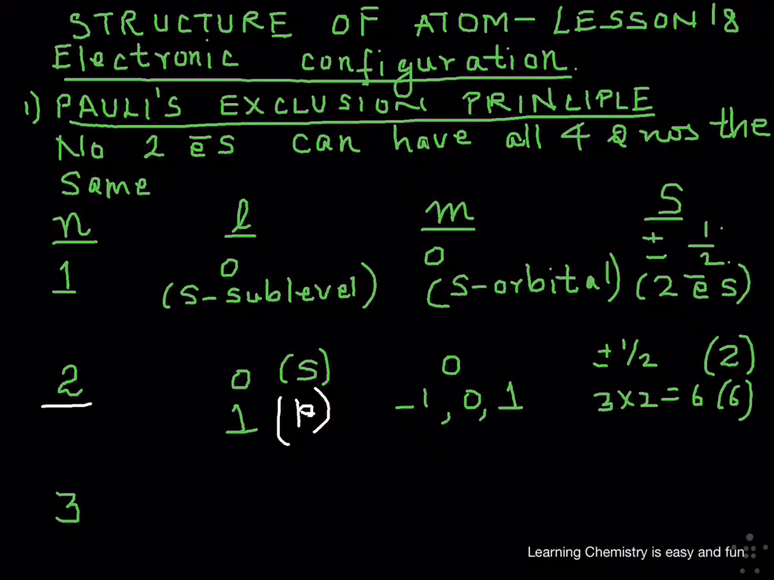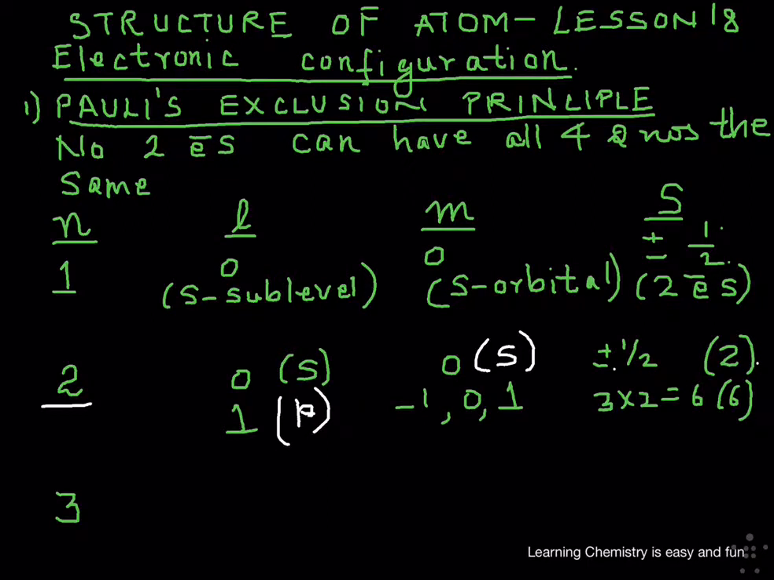Corresponding to L equals 0, what will be the value of M? Yes, 0. So, the S sublevel has again got only one S orbital, and the S orbital will have 2 electrons with opposite spins, plus half and minus half. So, a total of 2 electrons in this.